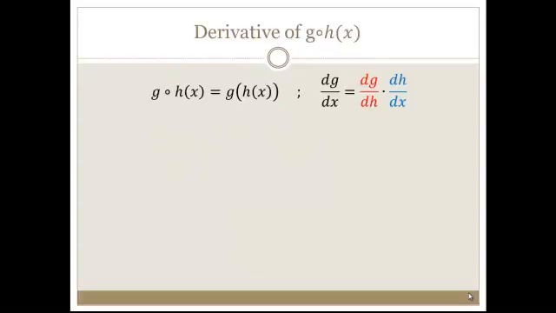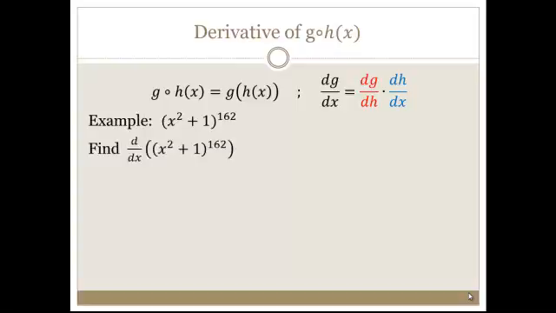Let's now look at the chain rule with the function (x squared plus 1) to the 162 power to compute its derivative. Here, we're not told what the composition of our function is, so we need to find what g and h must be. This is typically the hardest part of a problem like this.